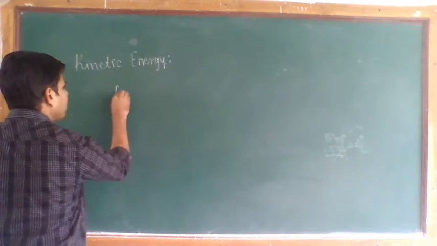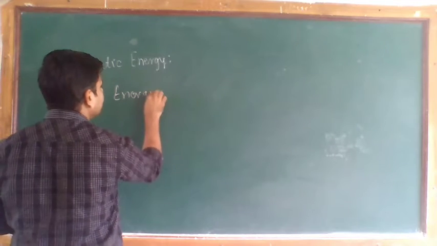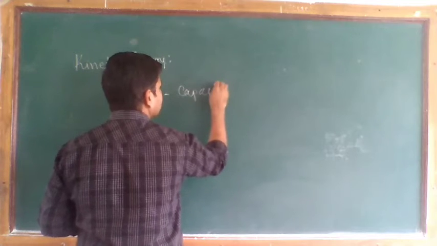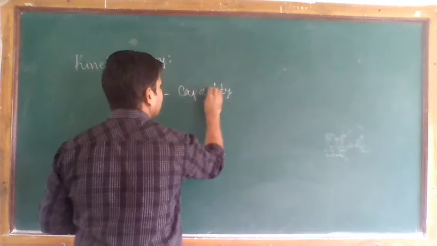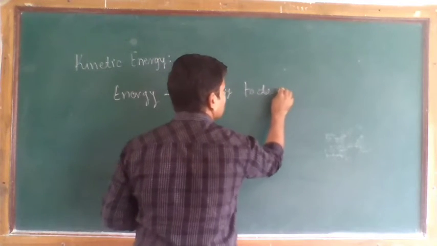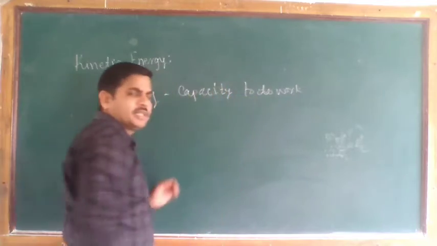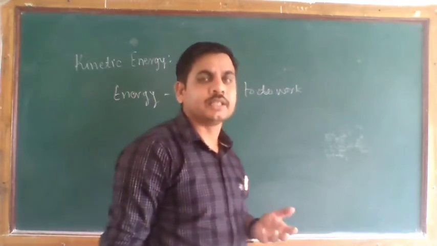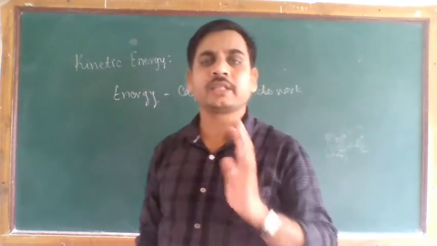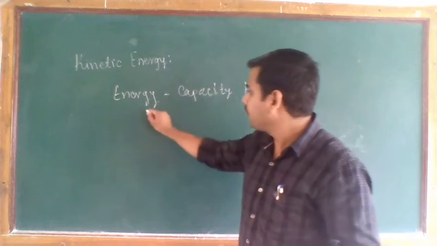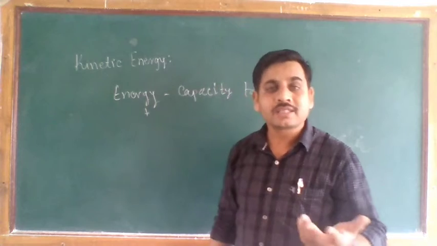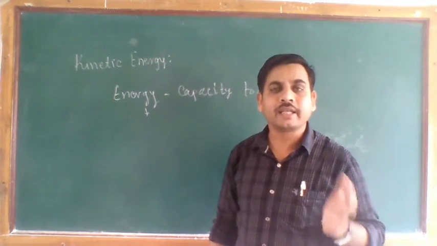This is our simple basic definition of energy. This energy has various types. We can say that this energy is found in the form of heat, in the form of light, in the form of sound also, or as mechanical energy.